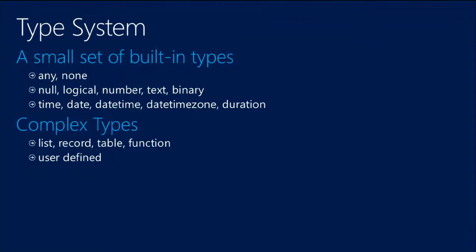We do have a small set of built-in types. We have this notion of any, which is really any type if we can't detect what is in it. We also support null, logical, number, text, and binary. So we didn't blow out number to things like int 32 and 64.